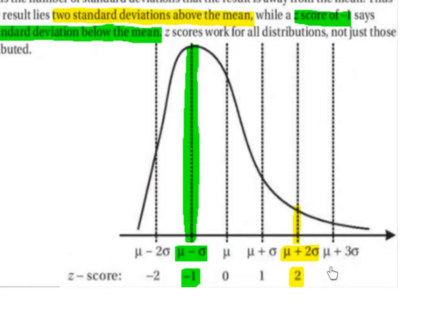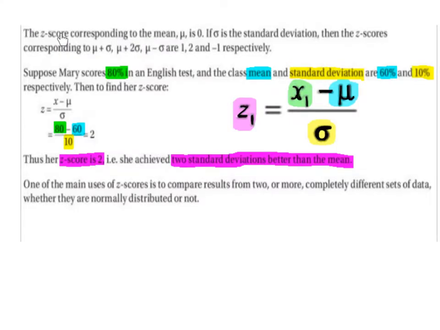And if we have a Z-score of 3, the result lies 3 standard deviations above the mean, and so on. And obviously if we had a Z-score of -3, it would lie 3 standard deviations below the mean. It's just not in this particular example. The Z-score corresponding to the mean is 0. If this symbol is the standard deviation, then the Z-scores corresponding to the mean plus the standard deviation, the mean plus 2 standard deviations, the mean minus a standard deviation are 1, 2 and -1 respectively.